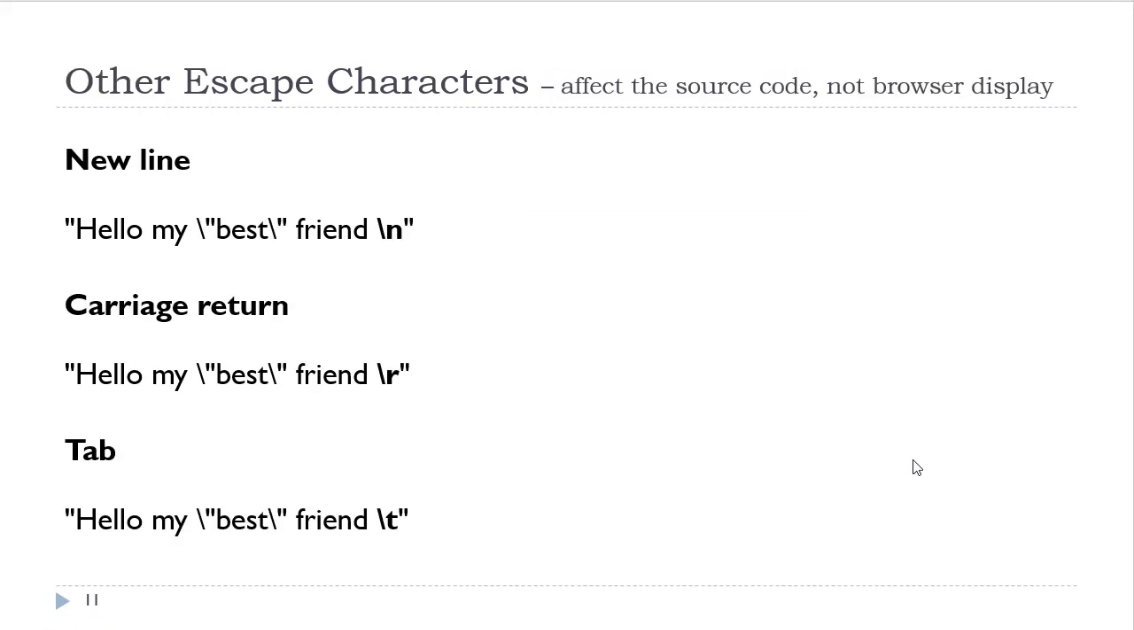There are 3 other commonly used escape characters. However, these do not affect the output. They affect the source code, not how the content is displayed in the browser. The new line character, \n. The carriage return, which essentially is like a new line. It's hitting the enter key, \r. The tab, \t. You would use this to make your PHP application look good in the browser source code.